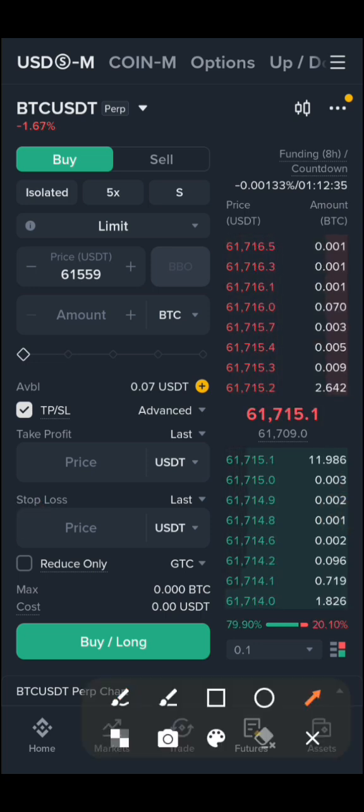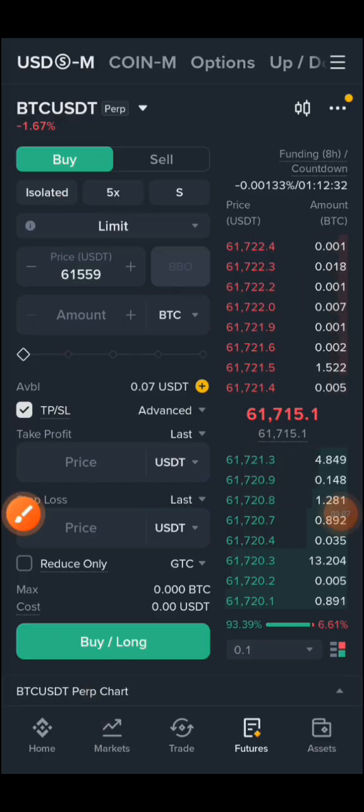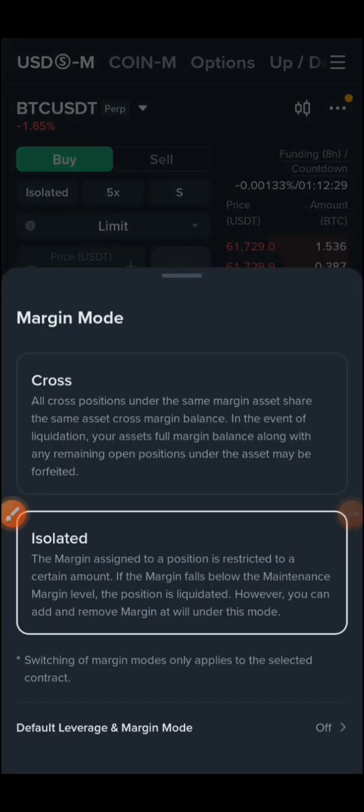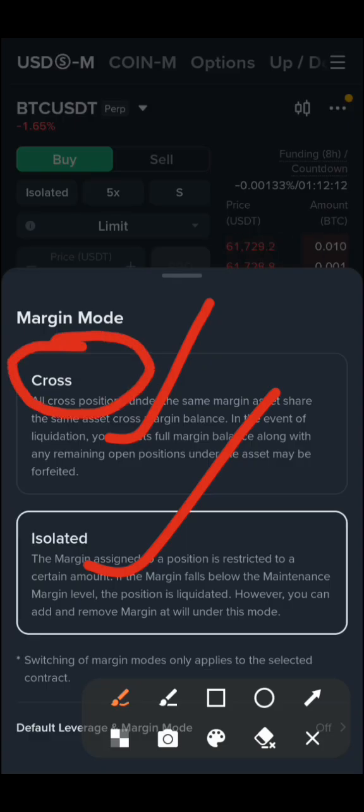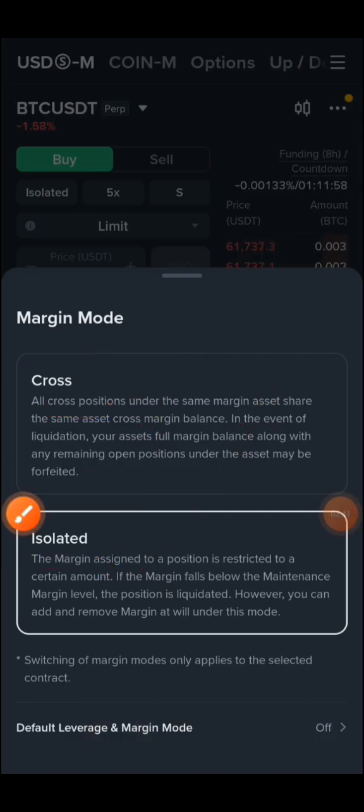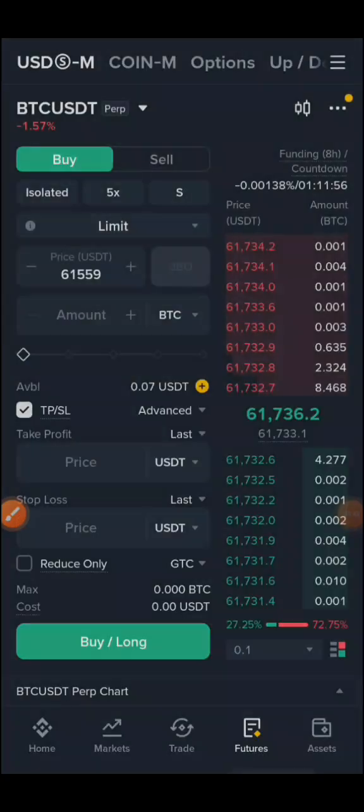Now, right here we have margin mode. If you press on margin mode, you can take a look. We have cross right there, and isolated mode. We have two modes right here. As a beginner, it's always better to use isolated mode. Why? Because on cross mode, once you have assets in your futures wallet, you're going to risk all. And on isolated mode, if you are using something like $20 to make a trade, you're only risking that one. Hope you understand that. So always it's better to use isolated mode.